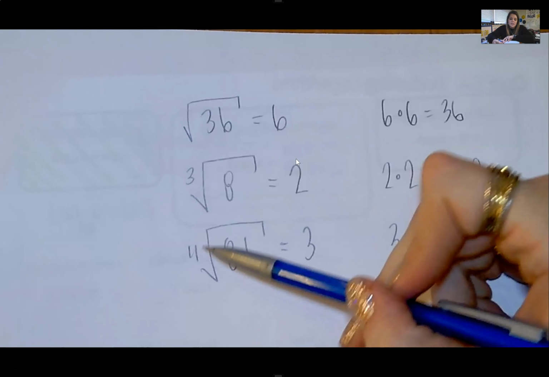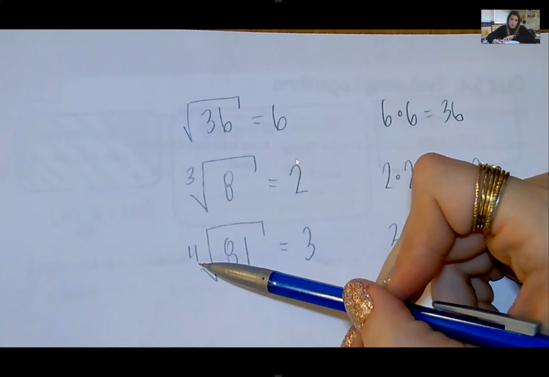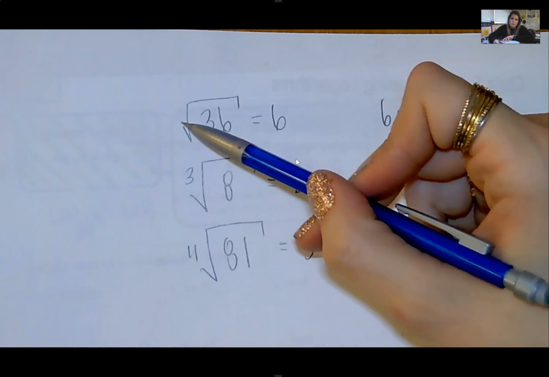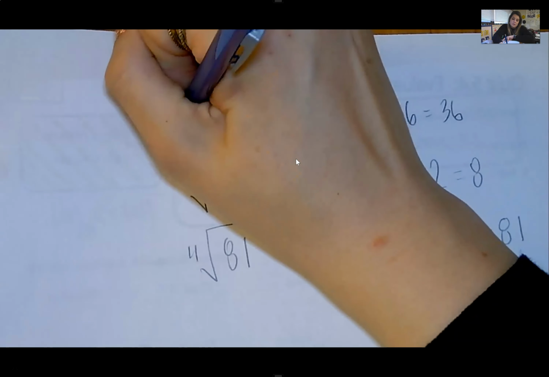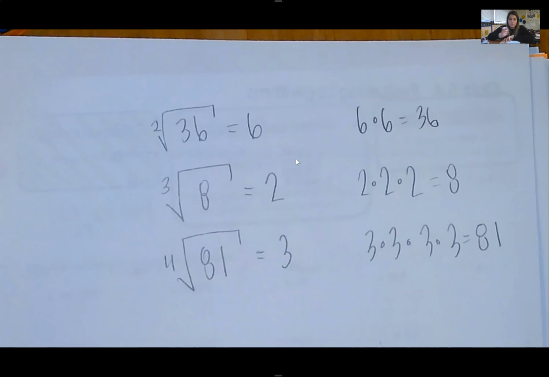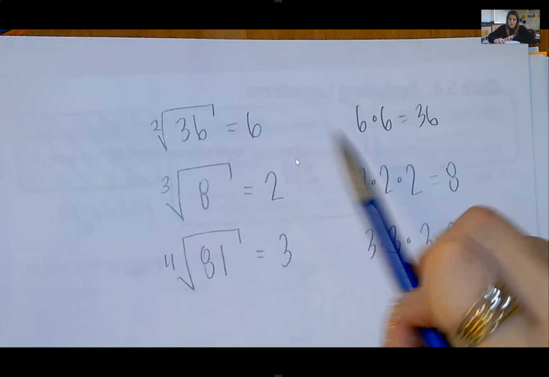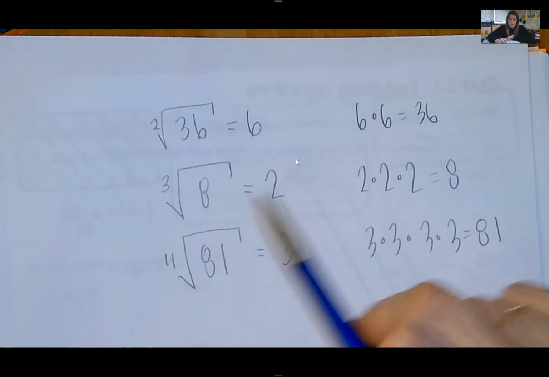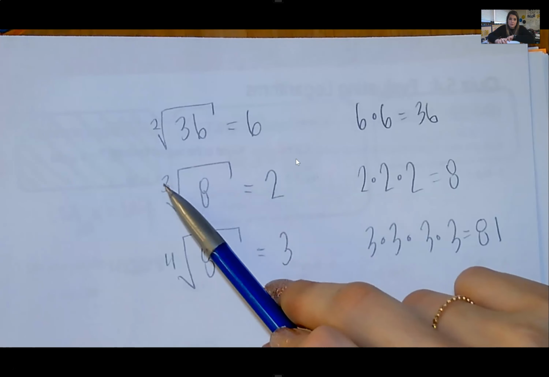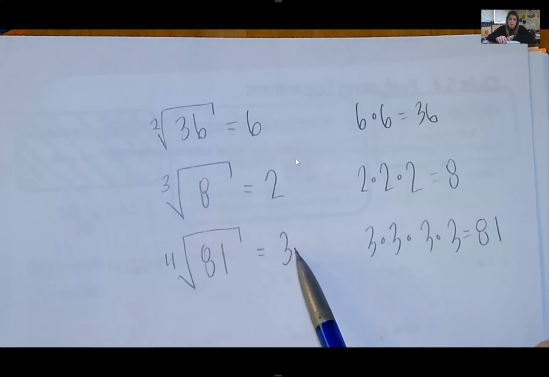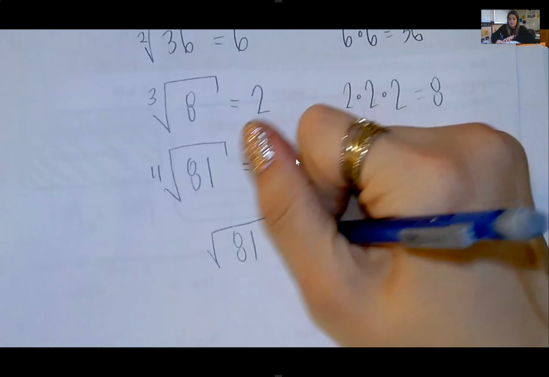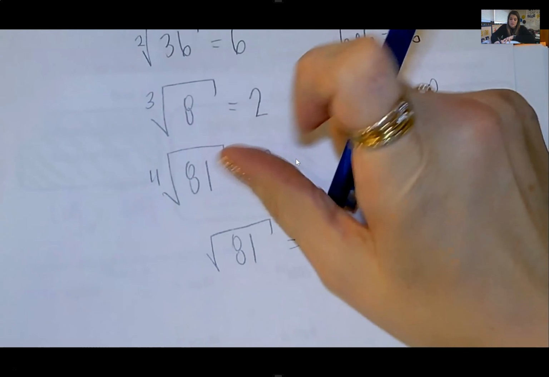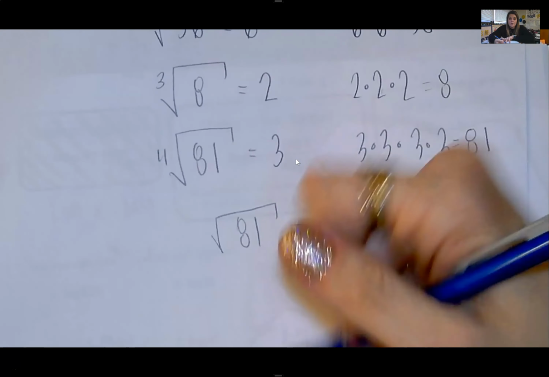So the question is, if this has a number on the outside, so this is the fourth root, this one is the third root, what's this one? I know it's the square root. Well, this one has the number 2. Notice here, the answer is 6 because we had 2 6s. The answer here was 2 because we had 3 2s. The answer here was 3 because we had 4 3s. So whenever you see just a regular square root with no number, we just assume that it's the square root.